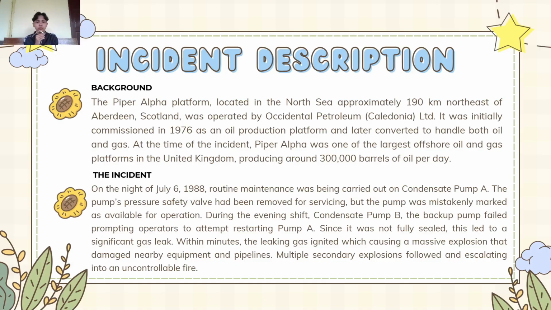On the night of July 6, 1988, routine maintenance was being carried out on condensate pump A. The pump's pressure safety valve had been removed for servicing, but the pump was mistakenly marked as available for operations. During the evening shift, condensate pump B, the backup pump, failed, prompting an operator to attempt a restart. Since it was not fully sealed, this led to a significant gas leak. Within minutes, the leaking gas ignited, causing a massive explosion that damaged nearby equipment and pipelines. Multiple secondary explosions followed, escalating into an uncontrollable fire.